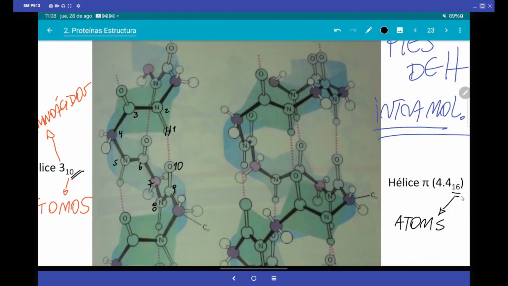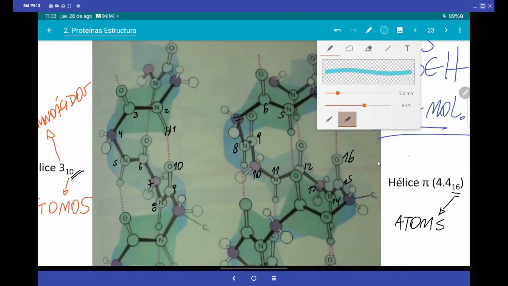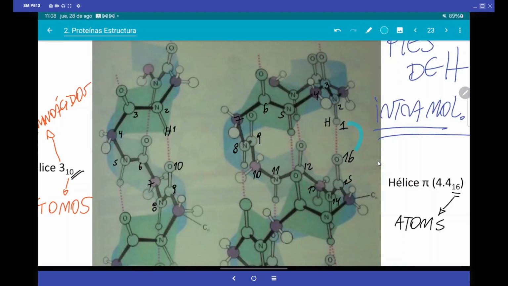Then if we number from here, 1 for example, that would be a hydrogen. This is a hydrogen, then 2, 3, 4, 5, 6, 7, 8, 9, 10. If I'm wrong, tell me: 11, 12 is missing here, 13, 14, 15, and 16. Perfect. Then it is more than clear that every 16 atoms a hydrogen bridge is going to be formed. Okay, the pattern is seen in the rest now.